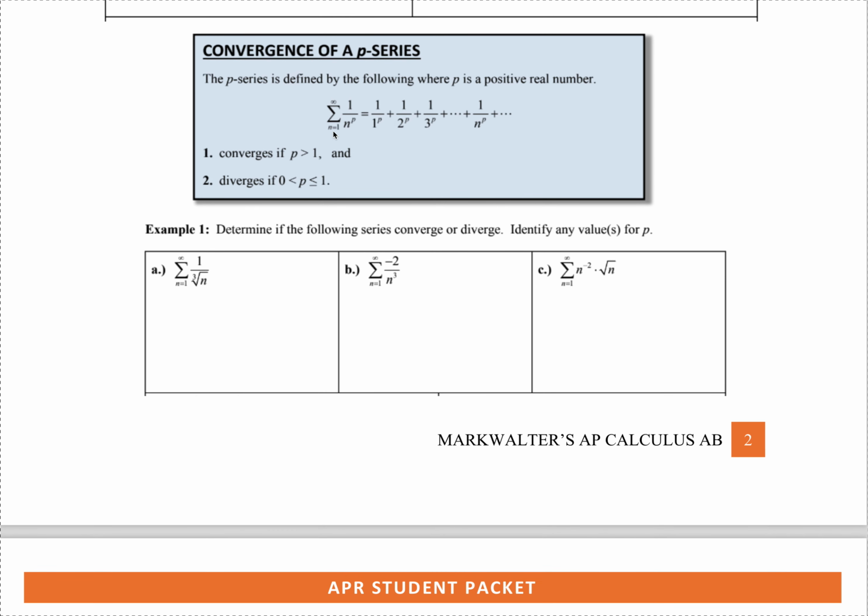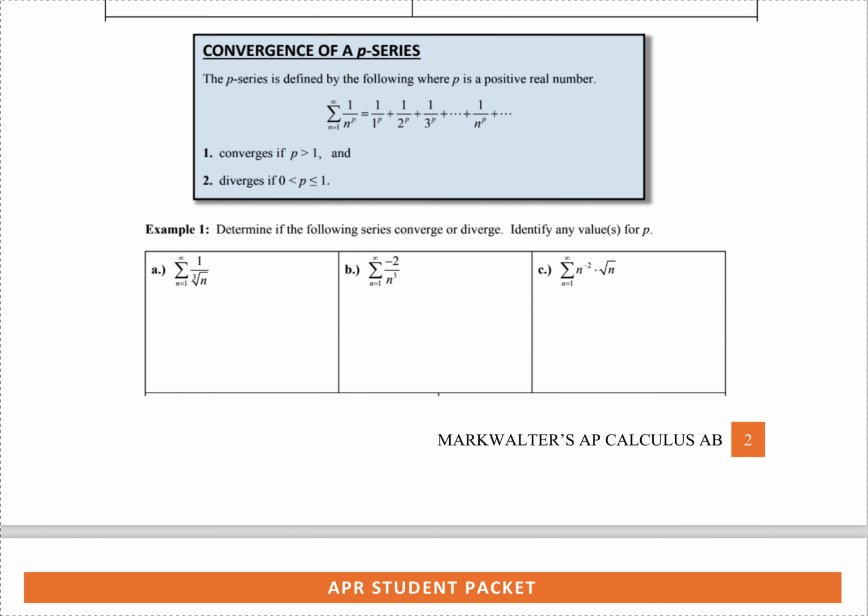A p-series is defined here as the sum from 1 to infinity of 1 over n to the p. So 1 over 1 to the p, 1 over 2 to the p, 1 over 3 to the p, and so on and so forth. If p is greater than 1, this p-series will converge. If p is between 0 and 1, including 1, it diverges. p has to be positive. If it was negative, it would flip up to the numerator, and then it would automatically diverge. So we could extend this to say, if p is less than or equal to 1, then it just diverges.